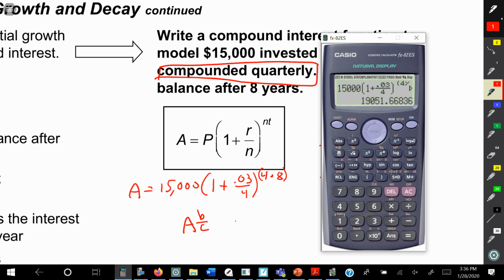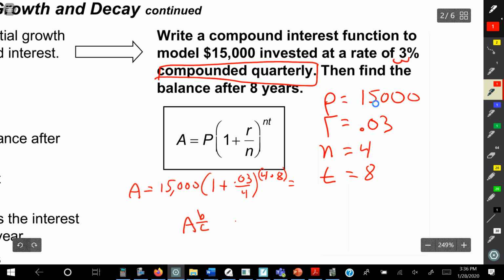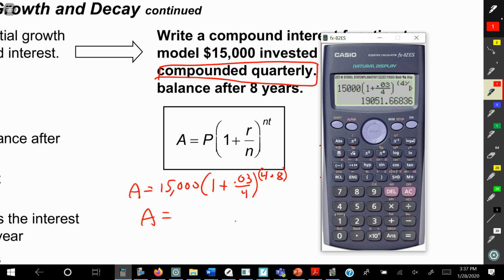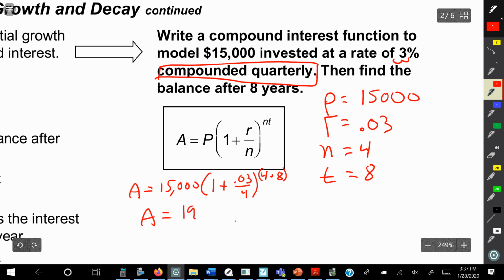So the answer I get is, let me see where I can write that. A is equal to 19,051.67. That's 19,051 dollars and 67 cents, and it's my final answer.